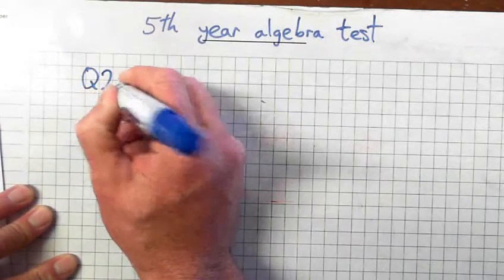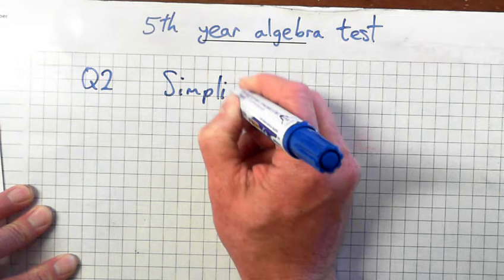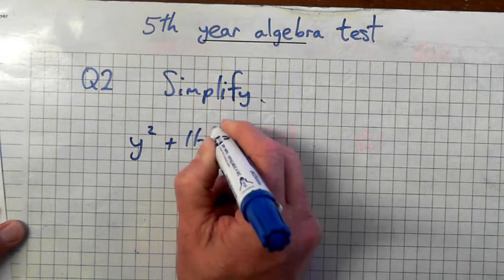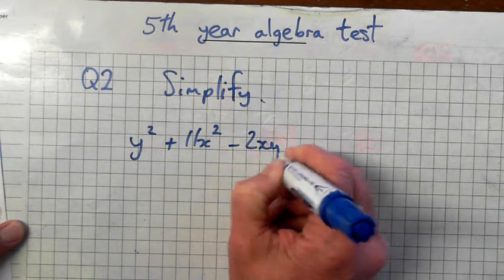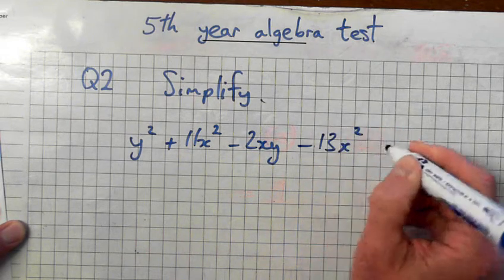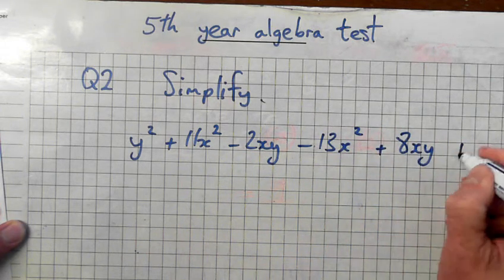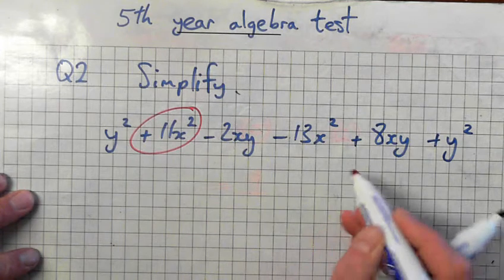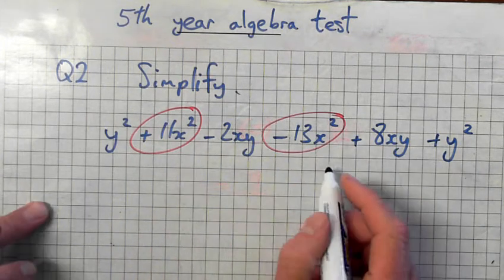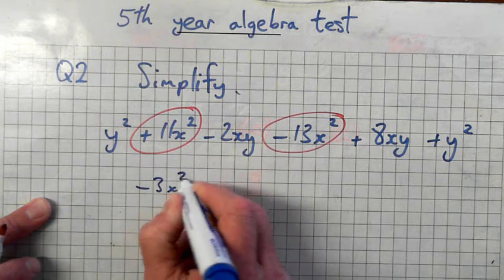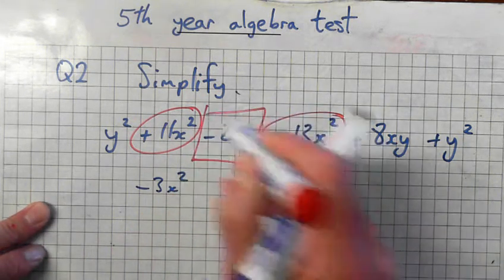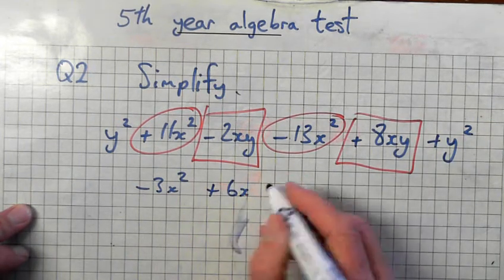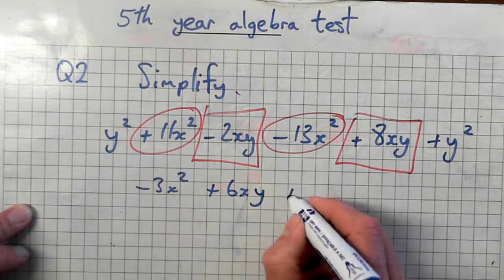Question 2. Simplify. So you had y squared plus 11x squared minus 2xy minus 13x squared plus 8xy plus y to the power 2. Alright, first of all, if you look at the x squared, somebody wrote down, well, that's minus 3x squared. And if we look at xy's, that's plus 6xy.